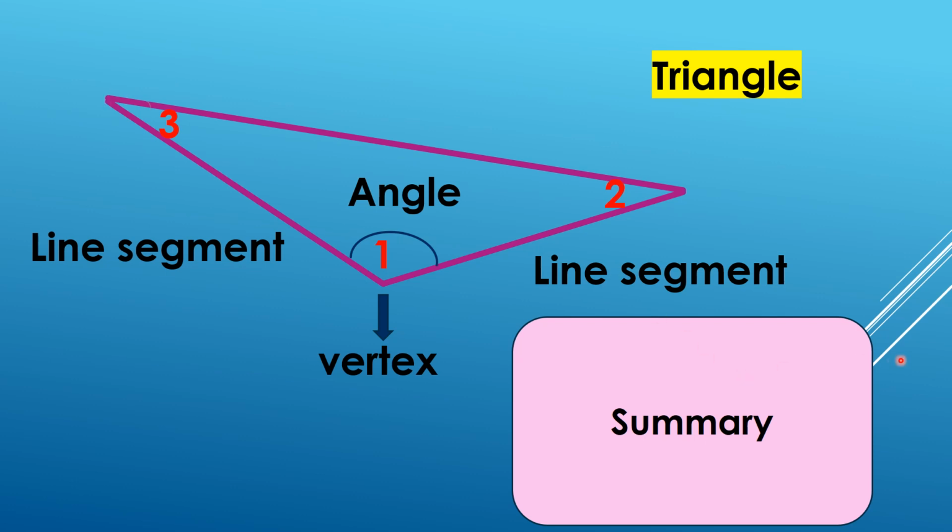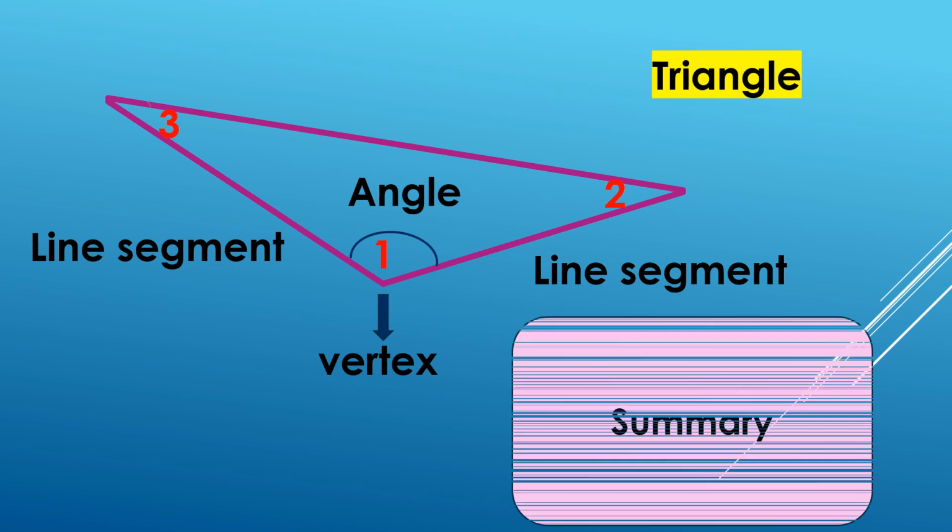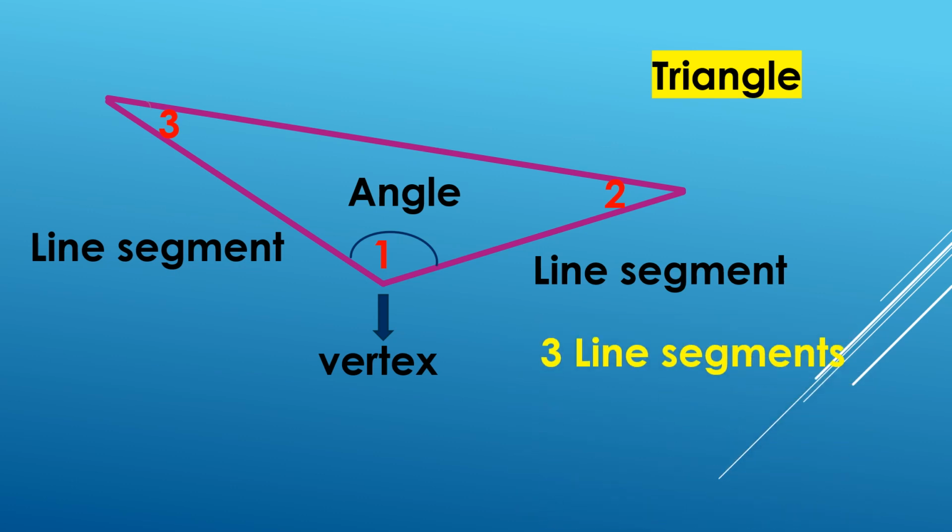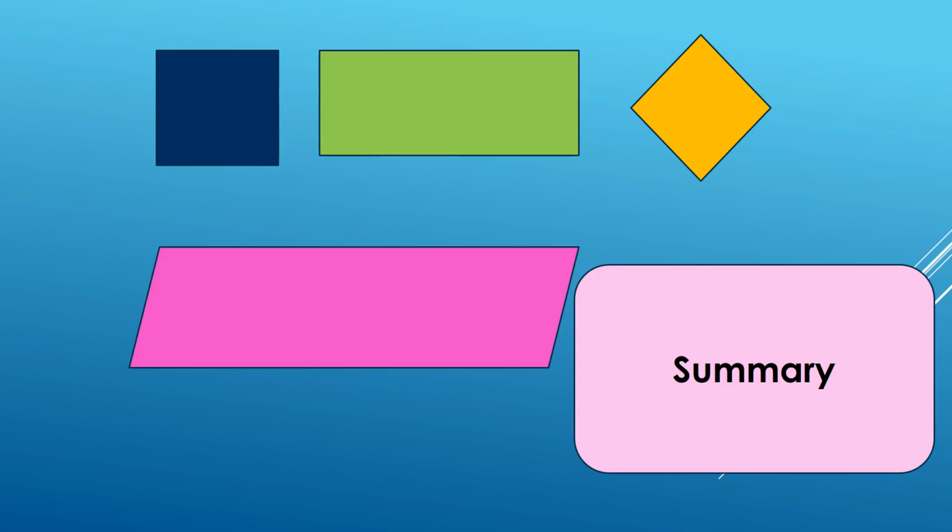So let's now reveal the summary points. I've learned that a triangle has 3 line segments, 3 vertices, and 3 angles. Very easy. Now look at these figures.